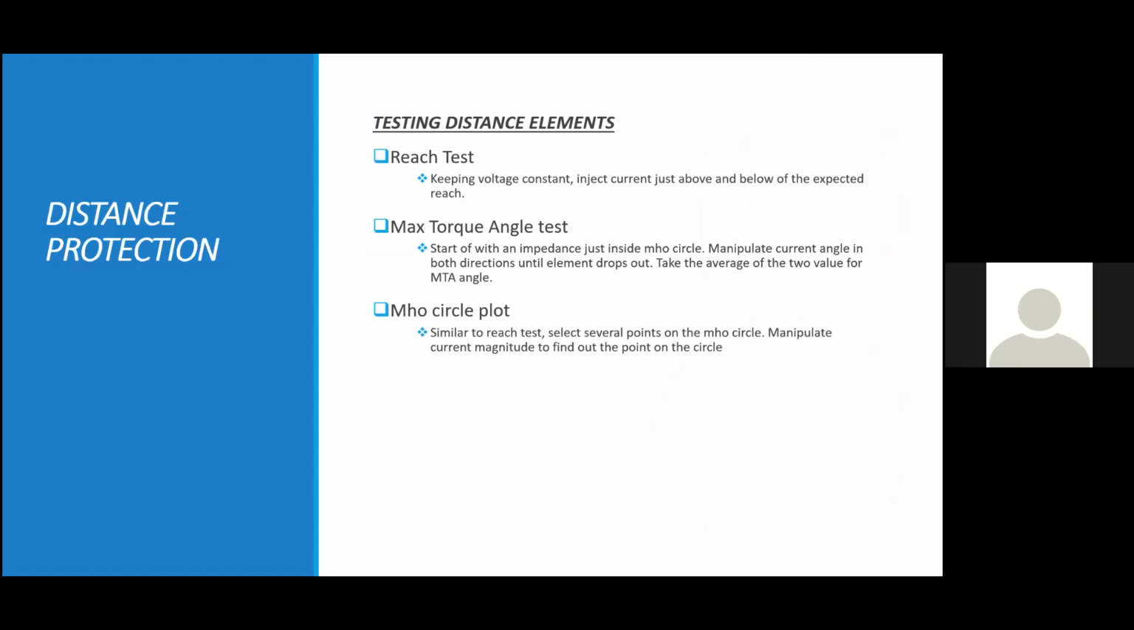So on this slide, I have mentioned the three tests which we need to do to test out the distance element. So this is part of the commissioning process. The first test you do is the reach test. So how do you do a reach test? Keep the voltage constant, inject current just above and below the expected reach.